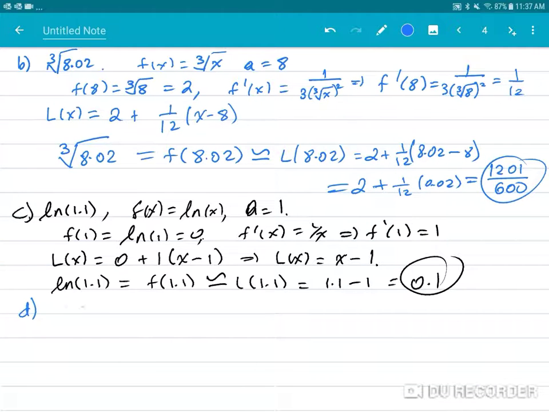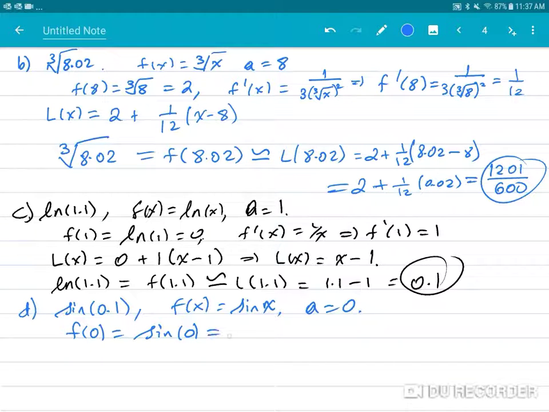is sine of 0.1, and in this case I'll choose f of x to be sine of x and a to be 0, and I'm assuming that they want sine of 0.1, where 0.1 is just 0.1 radians, not degrees, because in degrees the derivatives is a little bit different. So f of 0 being sine of 0 equals 0. F prime of x, if x is in radians, is cosine of x. So f prime at 0 is cosine 0, which equals 1.